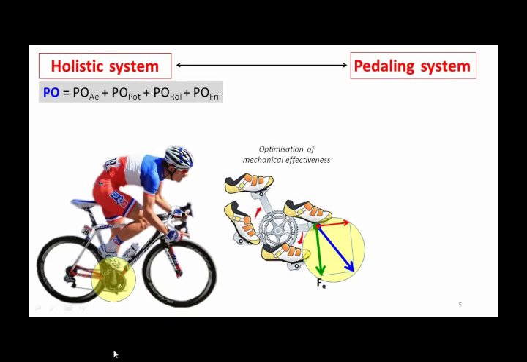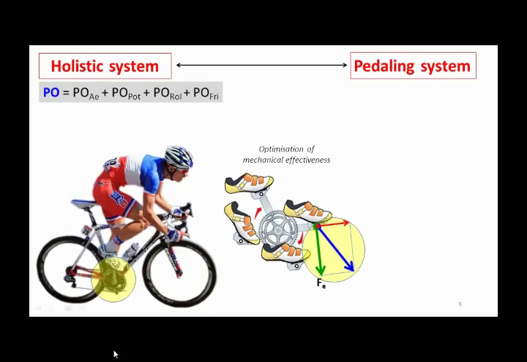This force applied on the pedals is not always effective. The effective force is the green force. This is the force perpendicular to the crank that permits turning the gear to create power output. This force in red is ineffective; it is a radial force.